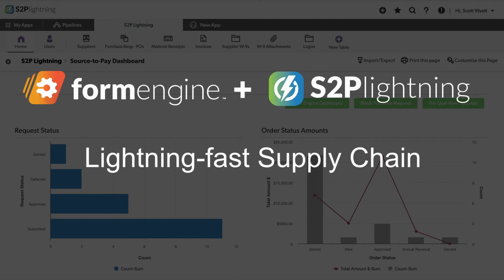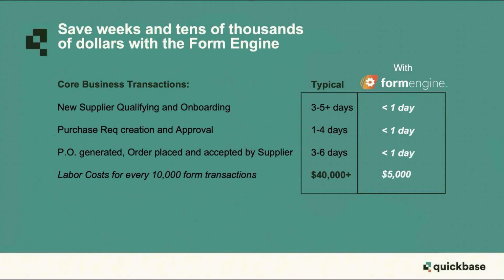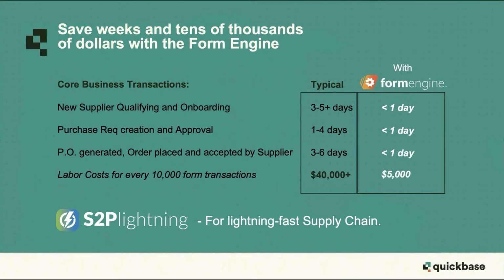Thanks, Taylor. And here are the kinds of business results you can expect from using the S2P Lightning or similar app with the form engine inside. Saving days or weeks of processing time and lots of dollars, depending on the volume of transactions you digitize. Apps like S2P are a new breed of Quickbase app that make it a short step from doing these core functions manually, slow, and expensively to doing them lightning fast.